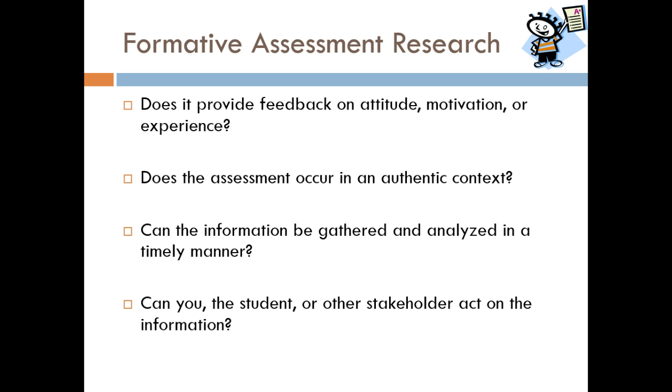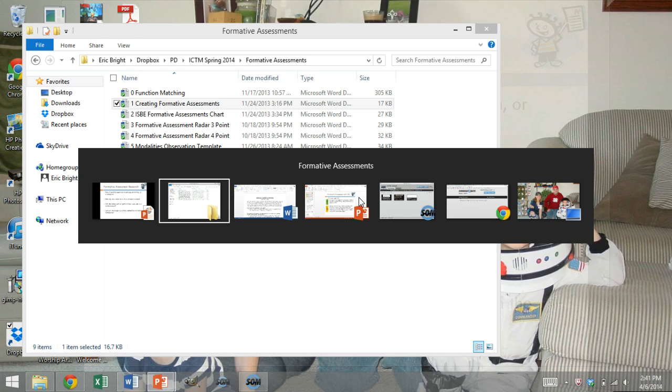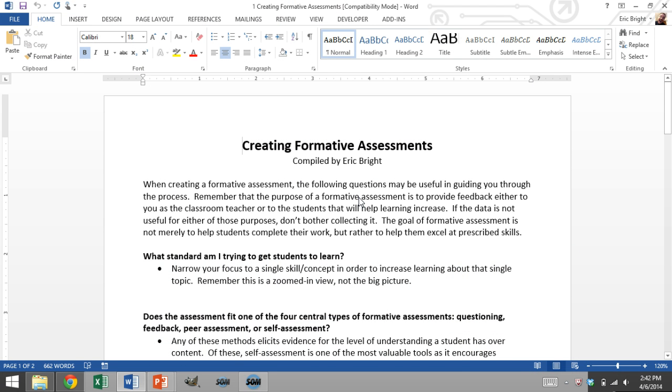And can you, meaning the teacher, the student, or other stakeholders, act on the information? So that's exactly what we were just talking about. All right, so all of this came up, and there's a little bit more explanation of each of these things in a set of the research stuff that I compiled here, creating formative assessments.